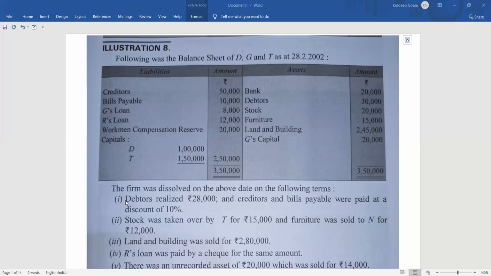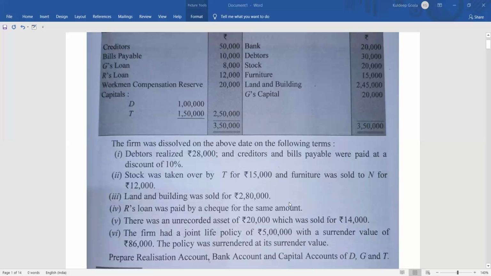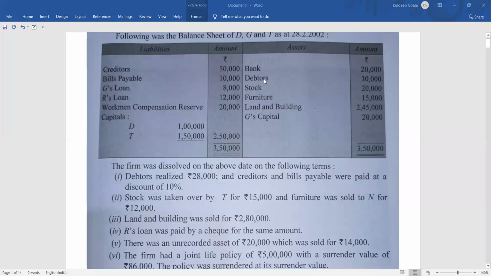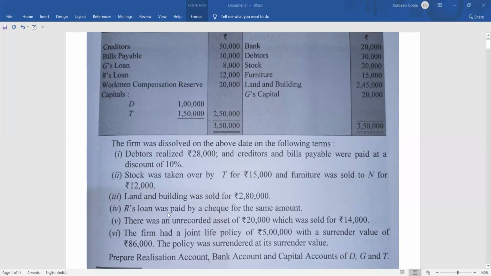Now coming to the next adjustment, what is given here? The firm was dissolved on the above date, and the following terms were there. I have already told in the previous class also that while studying, you just lightly study the adjustments and find out if there is something really exceptional. If there is not, then you immediately start with transferring the assets and liabilities to the realization account. So we'll just see lightly what is the realization. Debtors realized, creditors and bills payable were paid, stock was taken over, furniture was there, land and building was sold, R's loan was paid by cheque. Then there was an unrecorded asset: the firm has a joint life policy. These things we can go after the transfer also. So no problem, nothing is there.